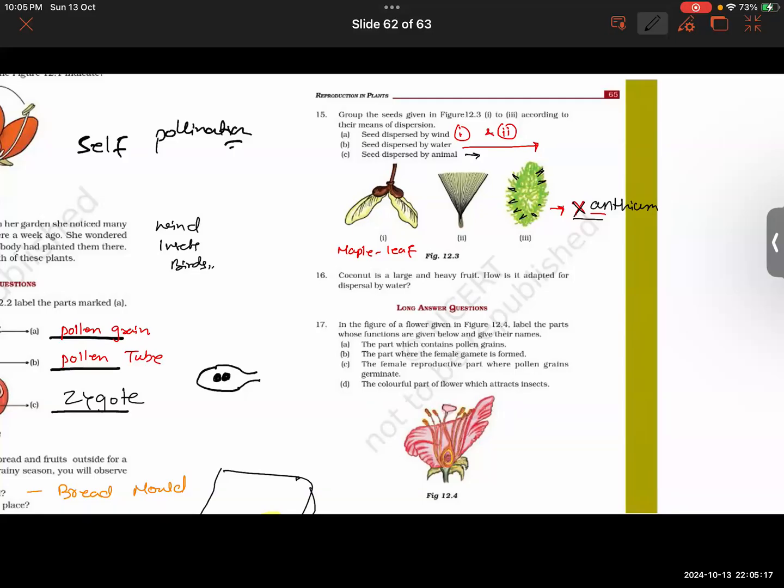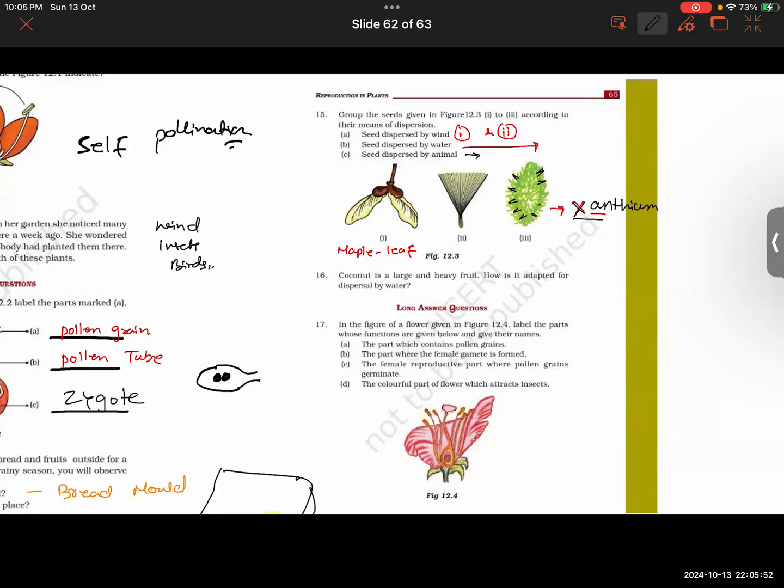Sir, coconut is dispersed by water because it is a large and heavy fruit. If too many coconut trees grow on the same island, there will be a lot of competition for getting water and minerals from the soil, and the leaves and branches will cover other coconut trees also. So extra coconut seeds are thrown down, and they are dispersed by water to other islands.